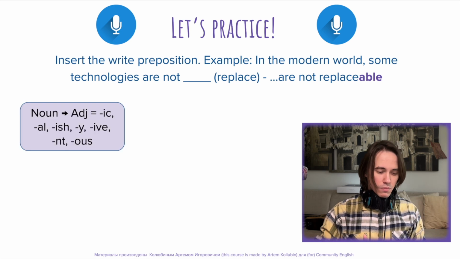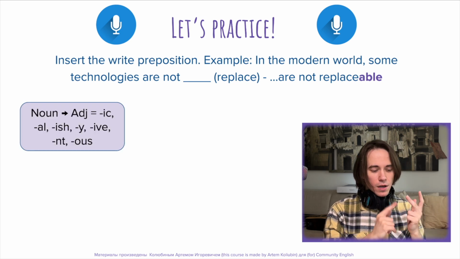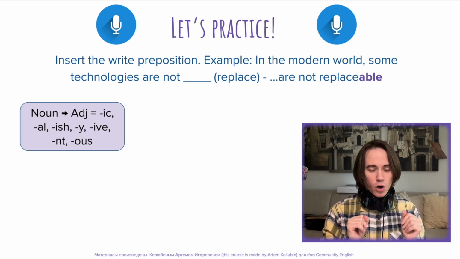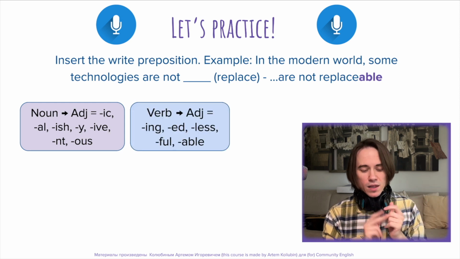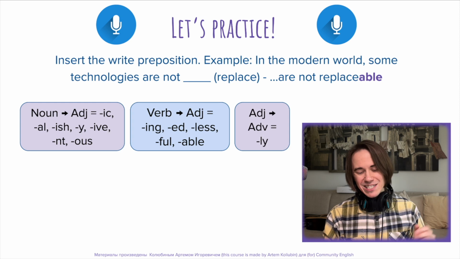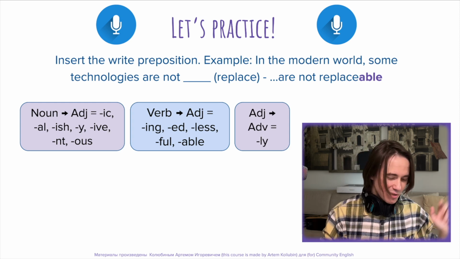So, remember, noun into adjective: ic, al, ish, y, ive, ant, ous. If it's verb into adjective: ing, ed, less, for, able. If it's adjective into adverb: ly. Just as simple as that.